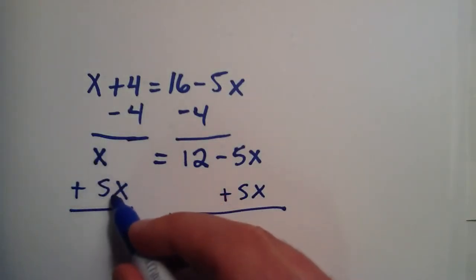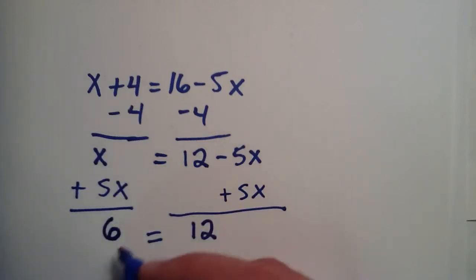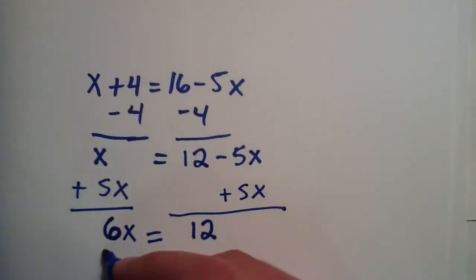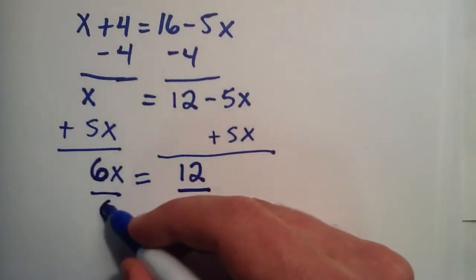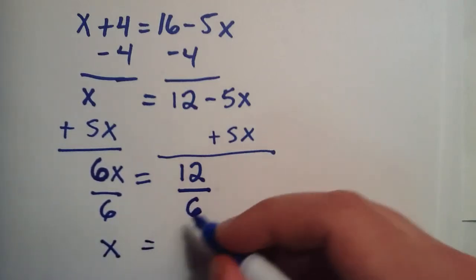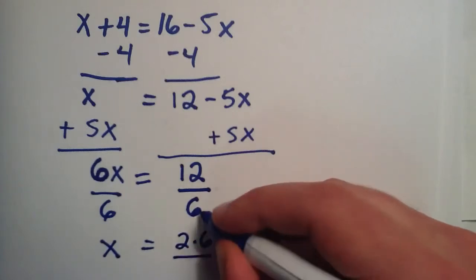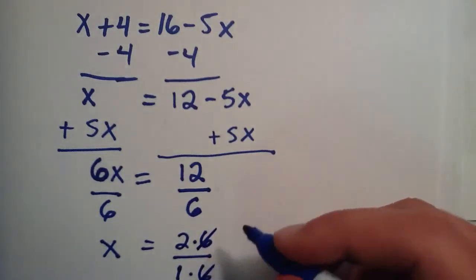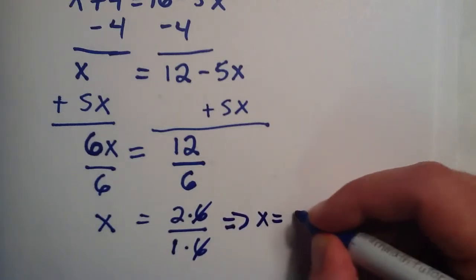So now we have x plus 5 x's, so we have 6 x's now. And here's where the division comes in. We can divide both sides by 6. And 6 over 6 is simply 1, and 1 times x is simply x, so we'll go ahead and write that down there. And 12 divided by 6 is really, 12 is the same thing as 2 times 6, and 6 is really the same thing as 1 times 6. So 6 over 6 cancels, and you have x equals 2 over 1, or simply x equals 2.